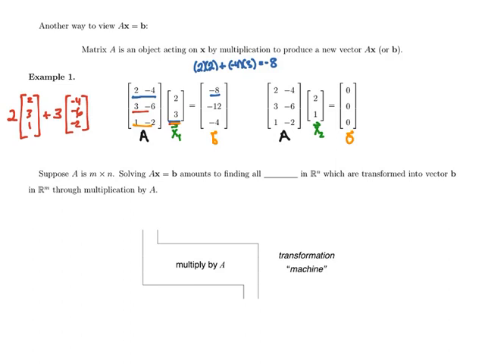And note that with our matrix A, if we take a different vector X, we get a different output, right? So A acts on a different vector and produces a new vector.